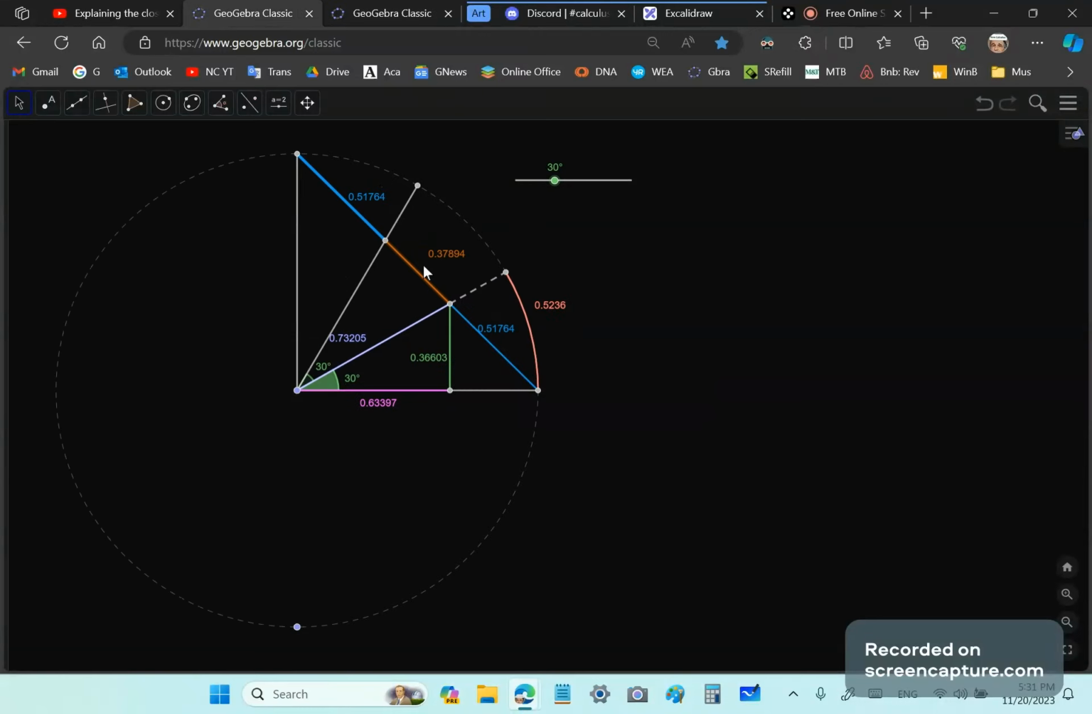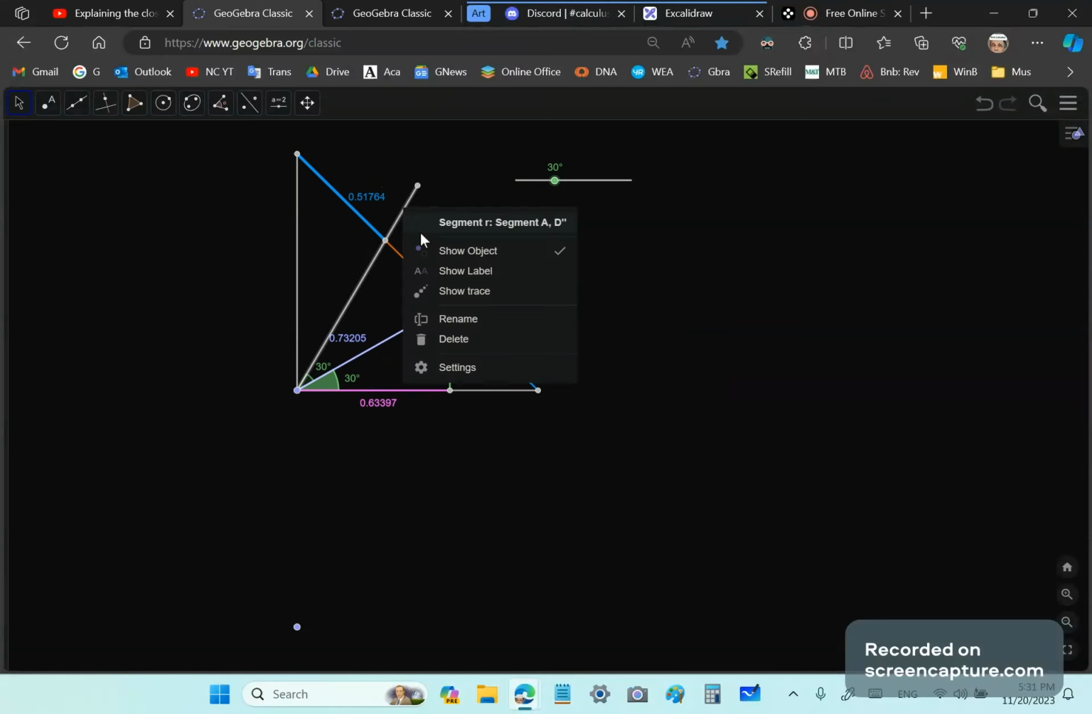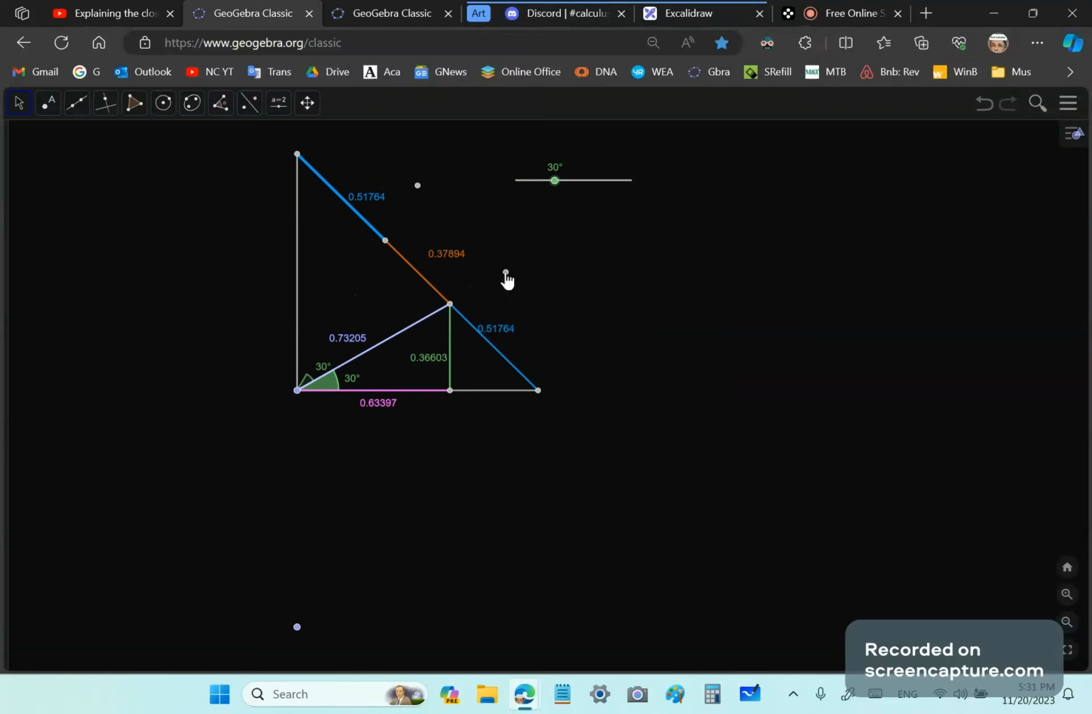Okay, so again, forget about the circle, not important. All we care about, in fact, are the properties in this triangle. Okay, so we don't even care about these.